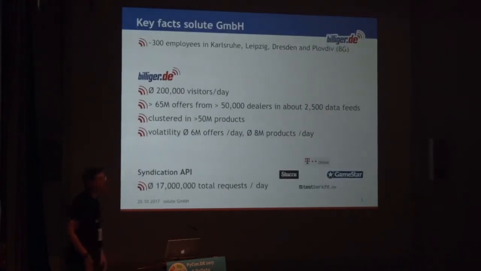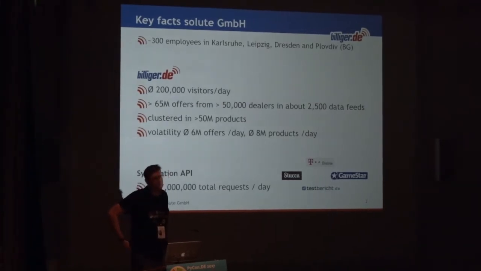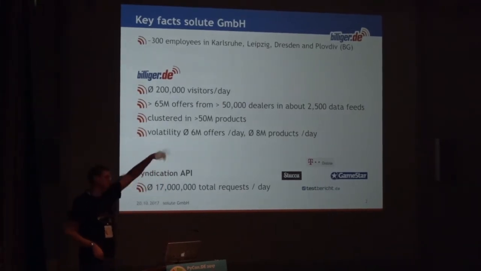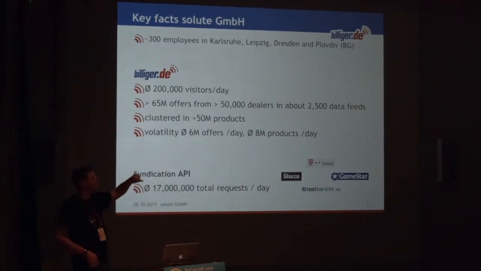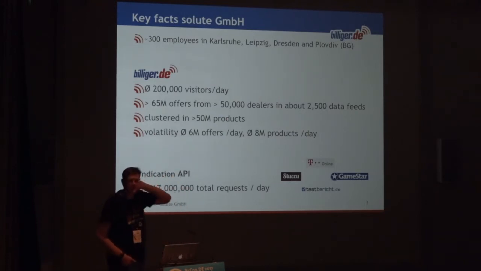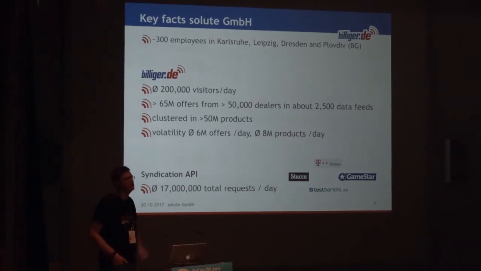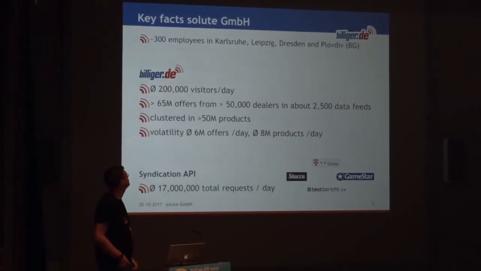First, a bit about the company. The company behind billiger.de is actually Solute GmbH, which is located a bit north or west from here. We have about 300 employees, mostly located here in Karlsruhe. There are smaller offices in Leipzig and Dresden, and we have one office in Plovdiv in Bulgaria.